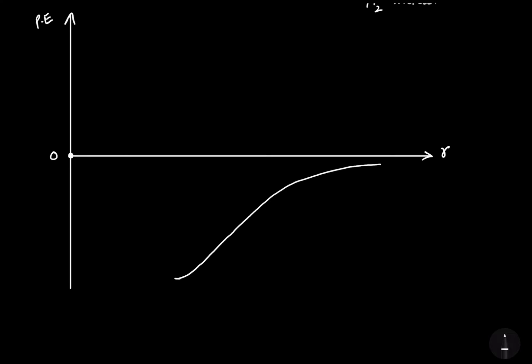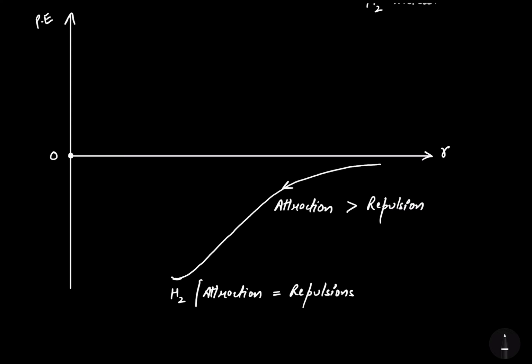Let me label this first. As we are decreasing the R, I'm writing the attractions dominate repulsions. When the H2 molecule has attained the maximum negative value of the potential energy, that means at this point the H2 molecule has formed, in which attractions are equal to the repulsions. So I'm repeating it again. When the maximum negative value of potential energy is achieved by any molecule, that means that molecule has formed completely, and in that molecule the attractions are equal to the repulsions.